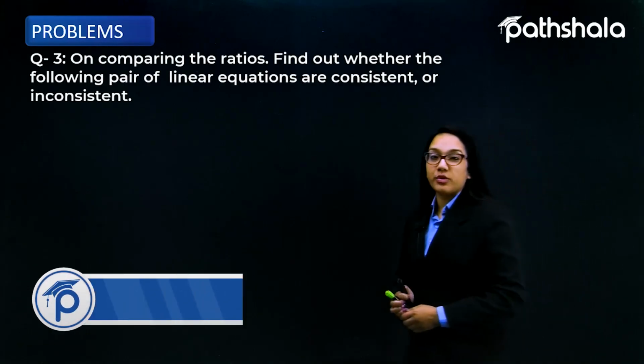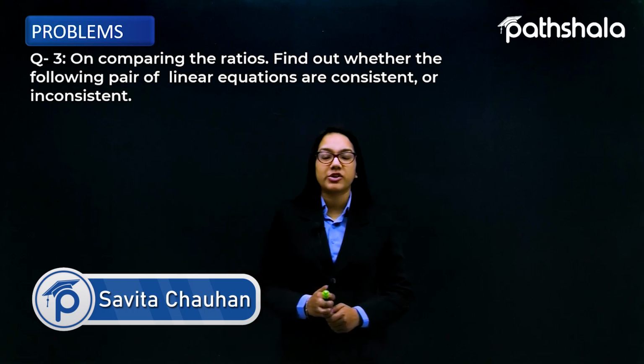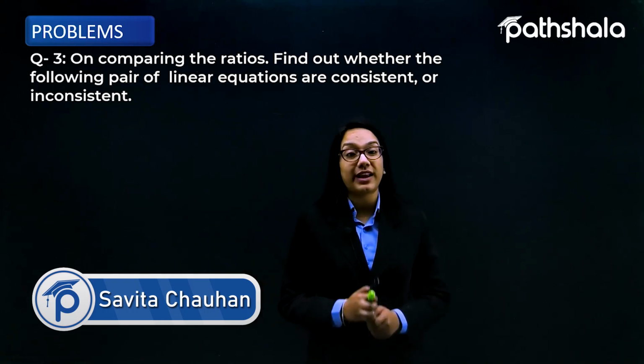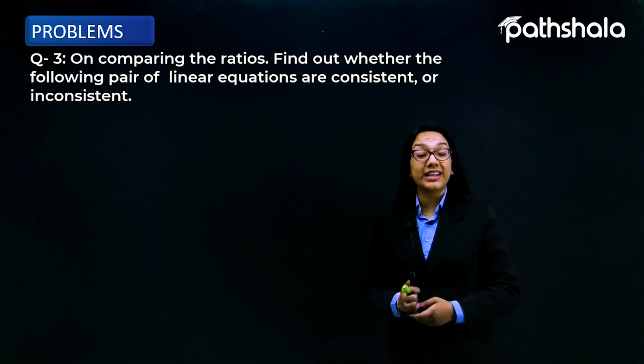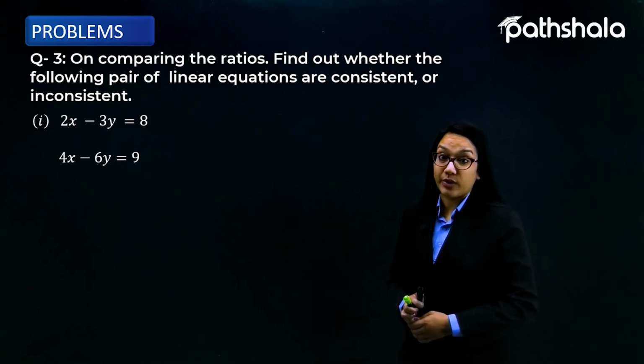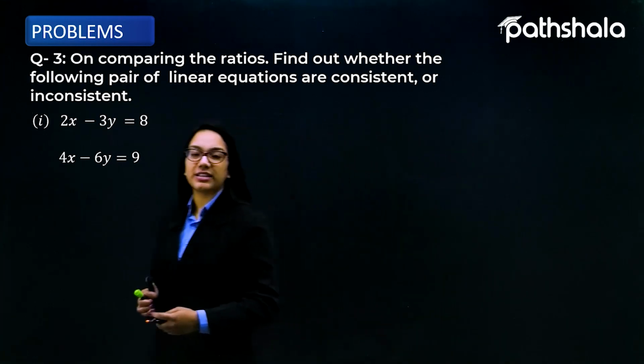Let's just talk about question number 3. It says, on comparing the ratios, find out whether the pair of linear equations are consistent or inconsistent. So let's talk about the consistency or inconsistency of a pair of linear equations. First, we have 2x minus 3y is equal to 8 and 4x minus 6y is equal to 9.